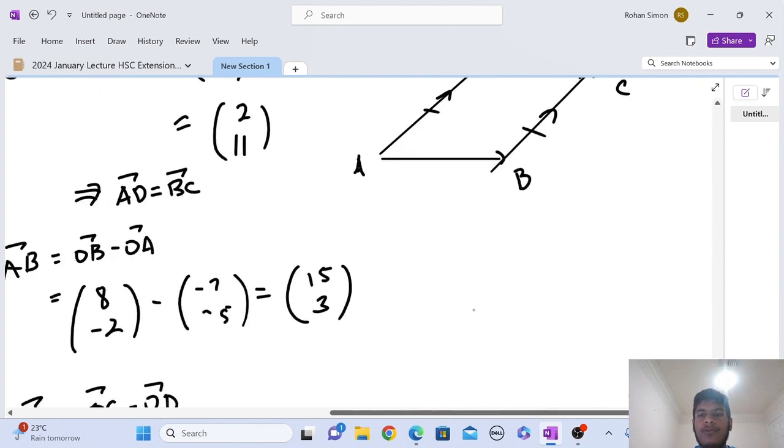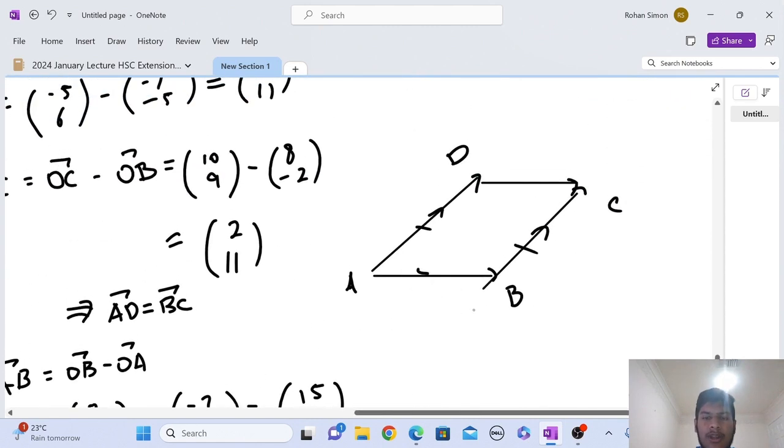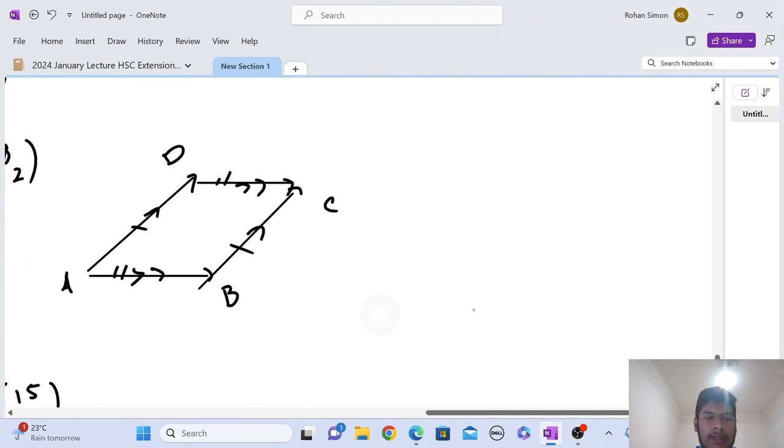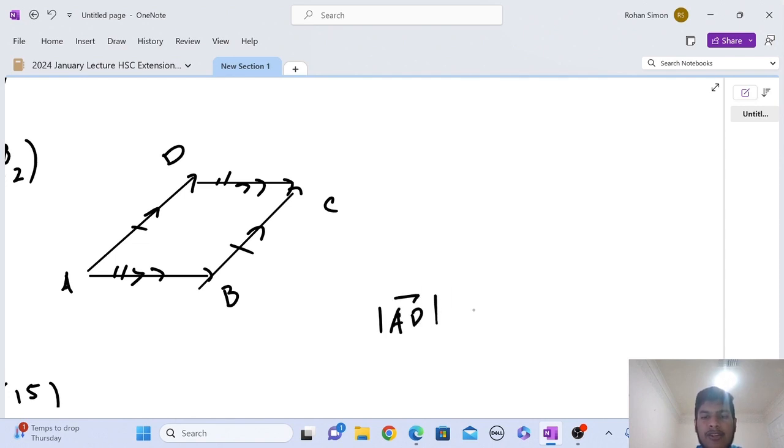So therefore, coming back to our diagram, these two vectors are parallel. They're also of equal length. We've concluded that because they're equal, just by definition of vectors, if two vectors are equal, they have the same magnitude and direction. Vector AD, we can talk about magnitudes first maybe. Magnitude of AD equals the magnitude of BC, and AD is parallel to BC.